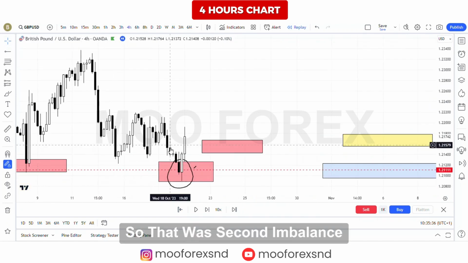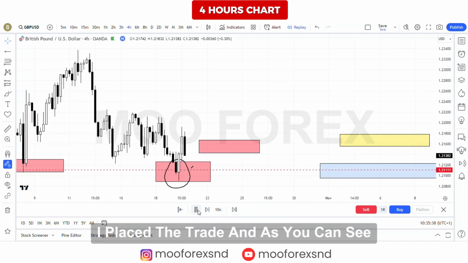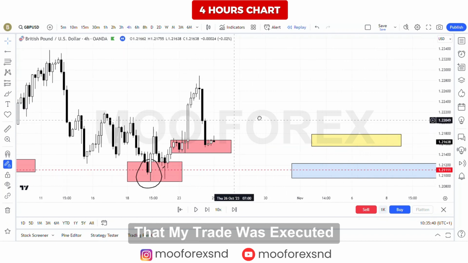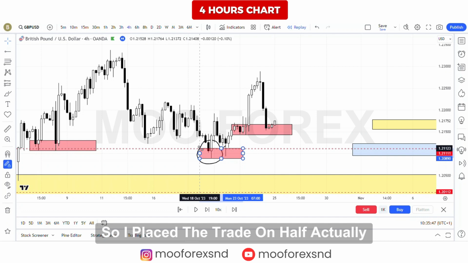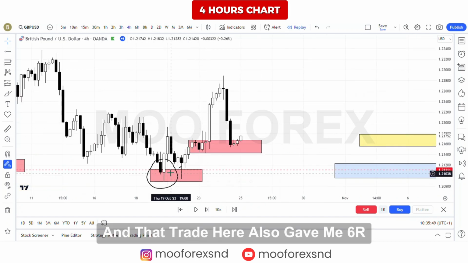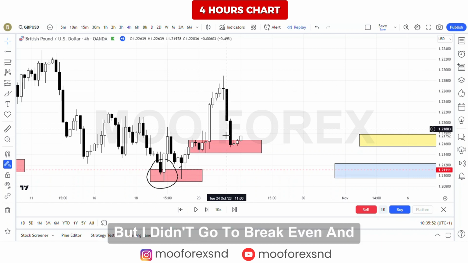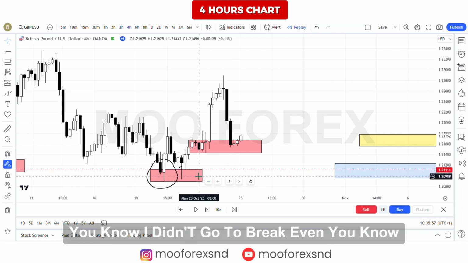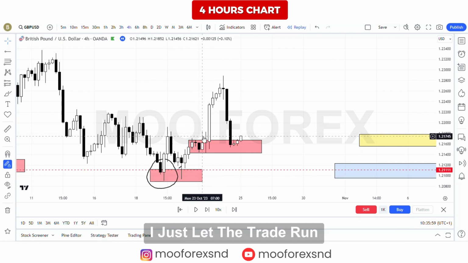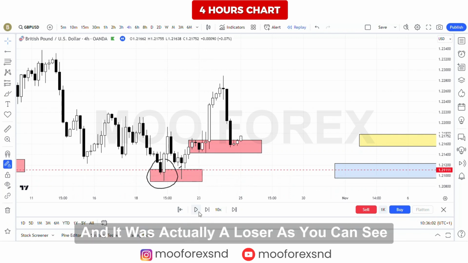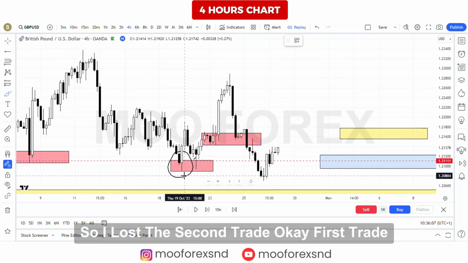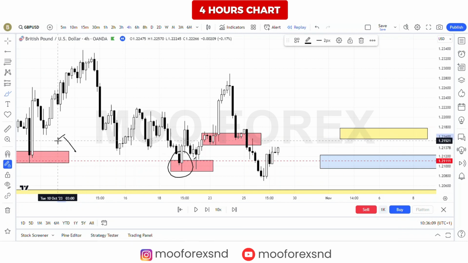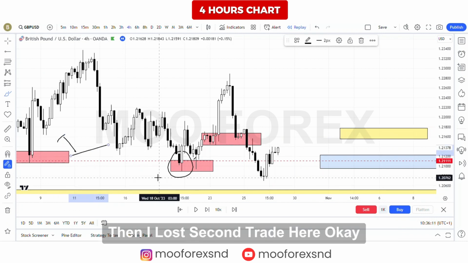So there was second imbalance. I placed the trade, and as you can see my trade was executed because the order block was too big. So I placed the trade on half actually, and that trade here also gave me 6R, but I didn't go to break even. I just let the trade run, and it was actually a loser, as you can see. So I lost the second trade. Okay, first trade, then I lost second trade here.